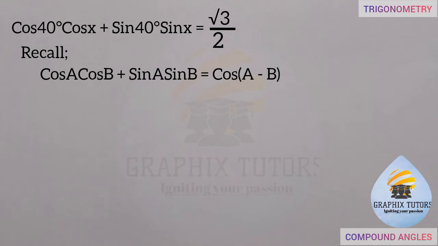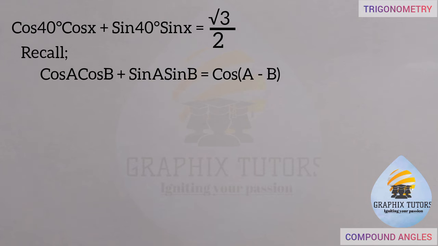Now, don't get it twisted here. Your A and B can be any variable. It can be A, it can be B, it can be C, it can be D, it can be alpha, it can be beta, it can be anything. It is just used to represent an angle.